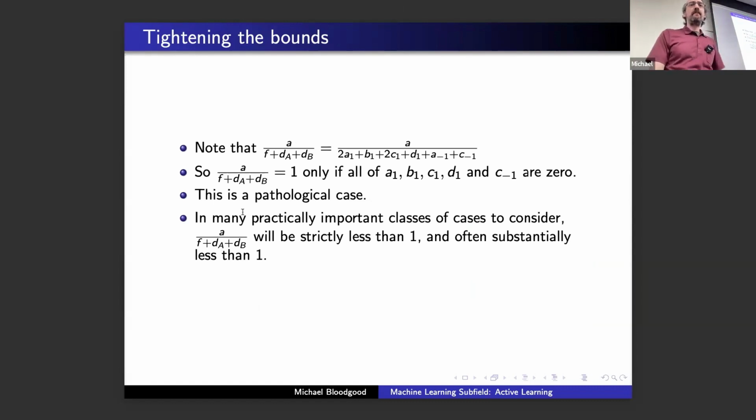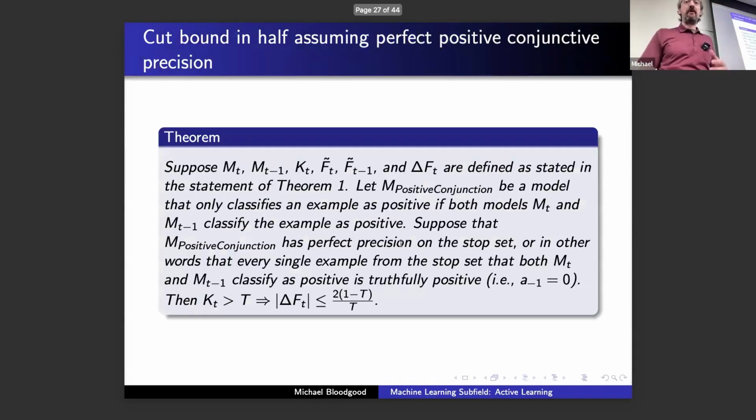But it's important to note, moving toward the practice, that in many practically important classes of cases to consider, this will, of course, be strictly less than 1. And actually, often it's substantially less than 1. So that bound that we gave is often practically loose, although you do need it for that pathological case. And experimentally, we ran this on a lot of different data sets and tasks and measured it. It's often much lower than the bound.